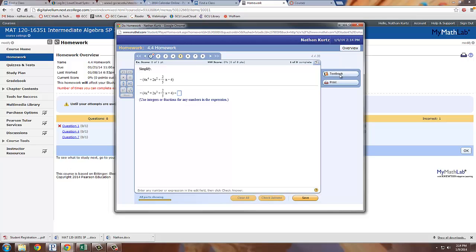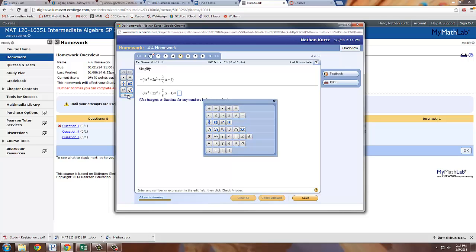You'll always have a link to the textbook, which does not bring you to that example. It brings you to the section which that's in. Since this is 4.4 homework, that textbook button is going to bring me to section 4.4 in the actual textbook. Every single page of the textbook is there. And anytime I need to enter any math symbols, they're all over here. I can click on more.